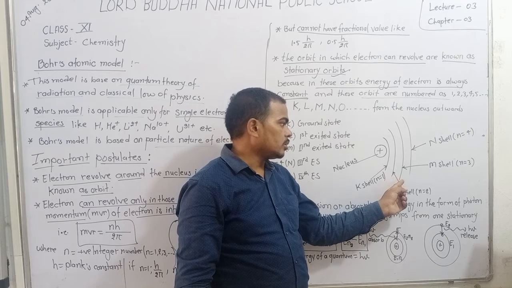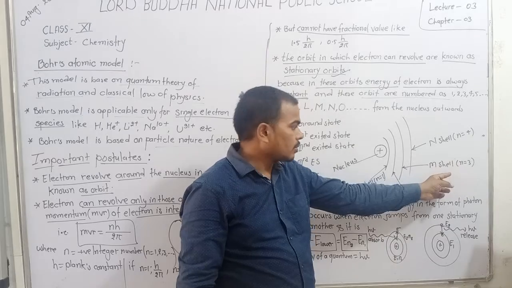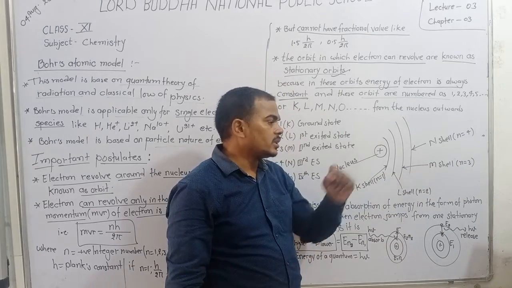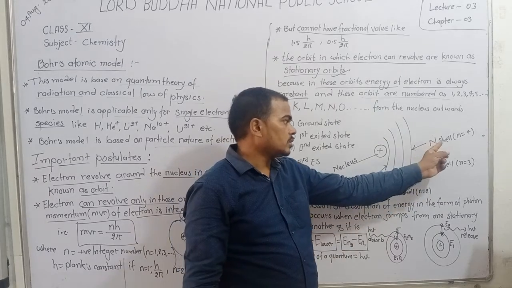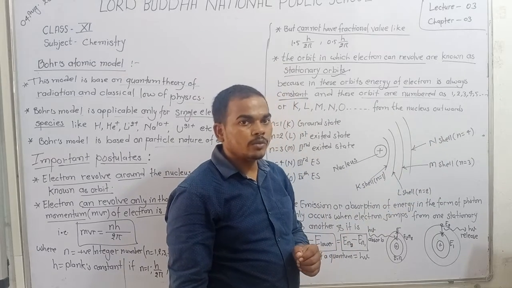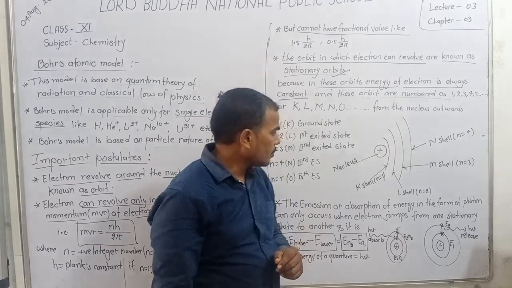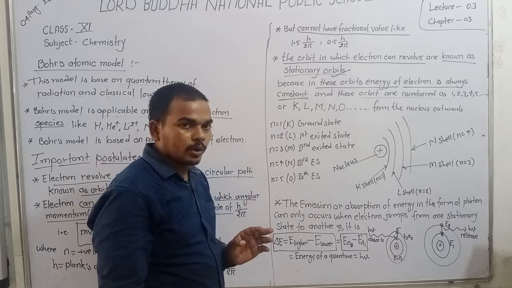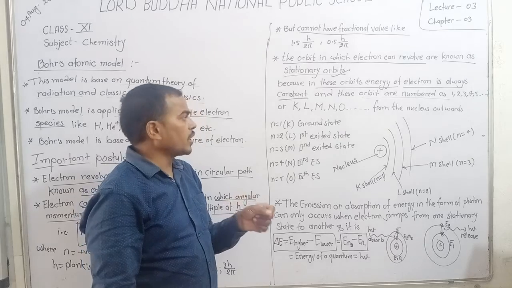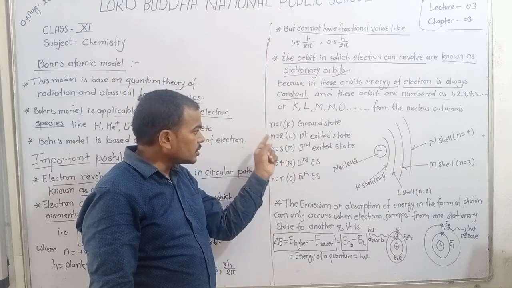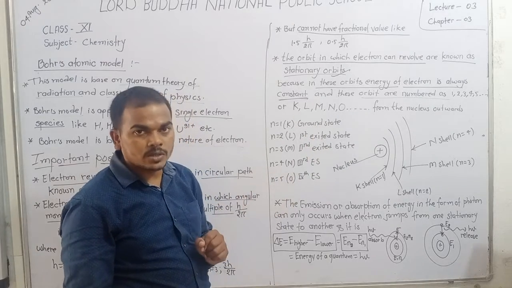Third orbit, for the third orbit n is equal to 3, the integer value is 3, and this is known as M shell. Now the fourth shell is known as N shell, and for the fourth shell the integer value is 4, and so on. Okay, these are very important for you: if n is equal to 1, then use notation K, and this orbit is known as ground state or ground energy state.